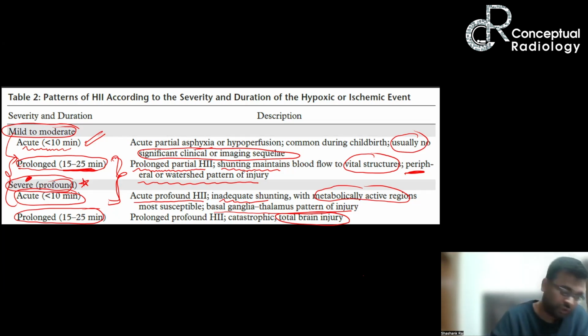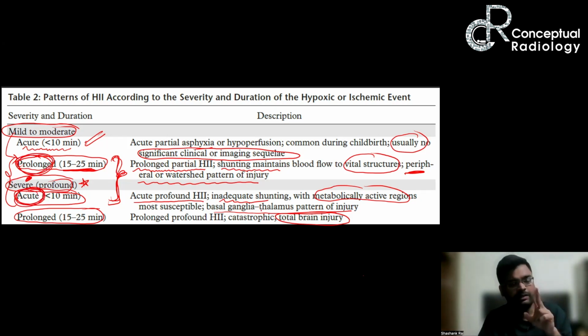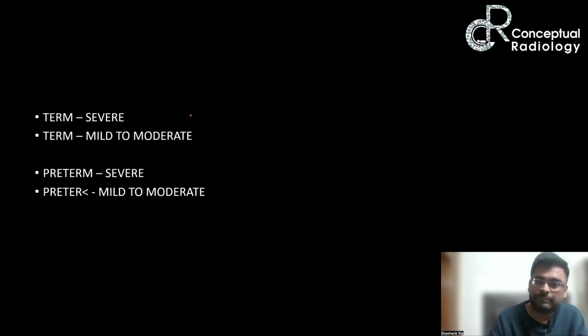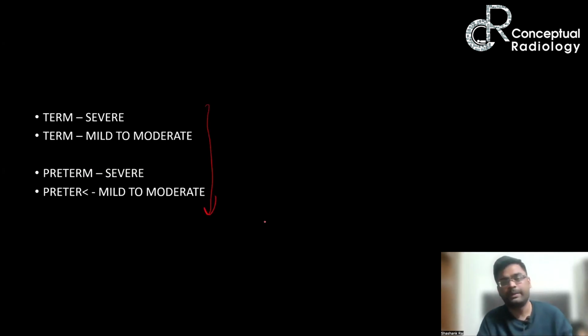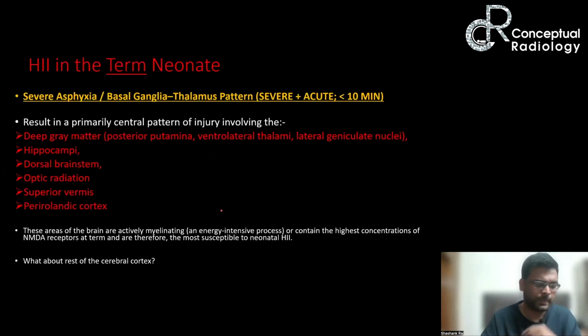So for today's discussion, these two are important: mild to moderate prolonged and severe acute, because they have different imaging patterns in a term and a preterm neonate. All these patterns we are going to discuss today. In this sequence, first we'll discuss severe insult in a term neonate, then mild to moderate in a term, then severe in a preterm, and mild to moderate in a preterm. So starting with hypoxic ischemic insult in the term neonate.